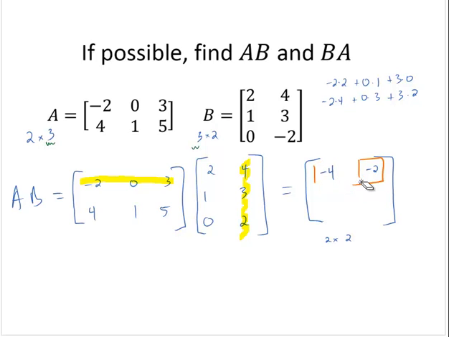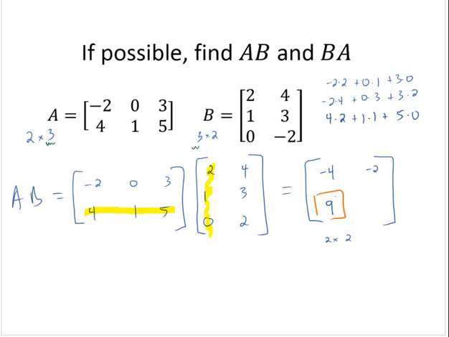All right, now we're looking for the second row. Let's find the elements in the second row. So we're focusing now on the second row, first column. 4 times 2 plus 1 times 1 plus 5 times 0 is 8 plus 1 plus 0, which is 9.